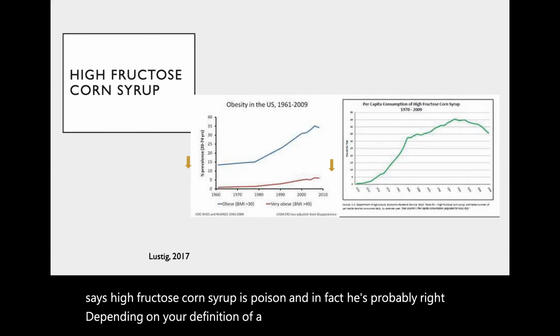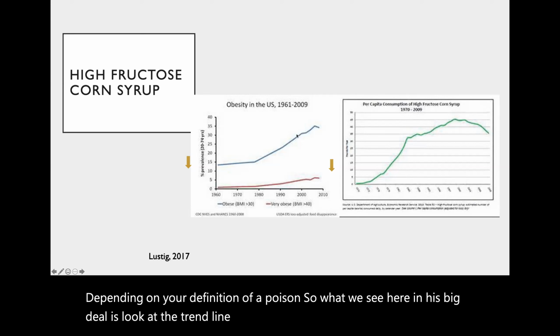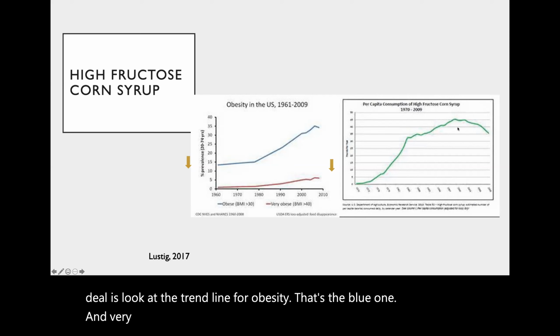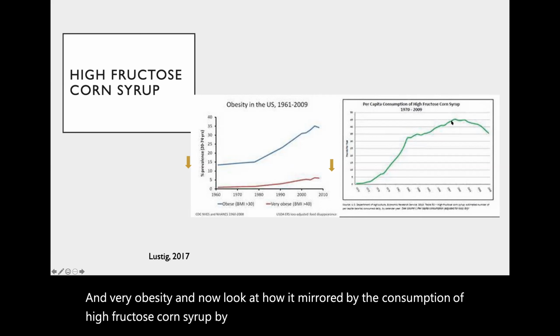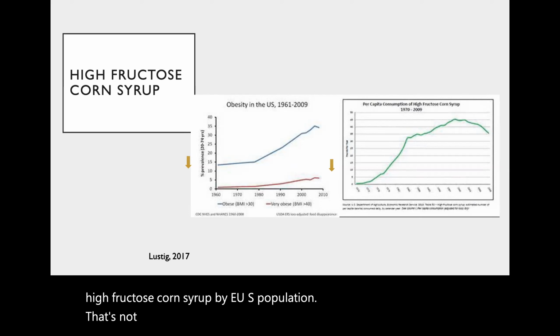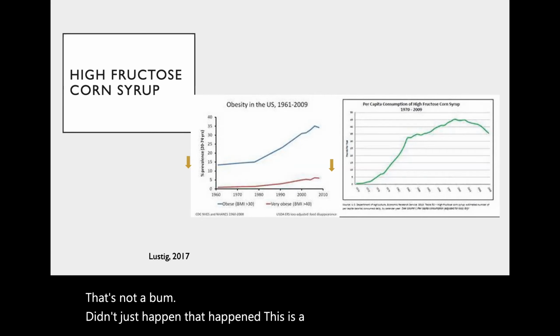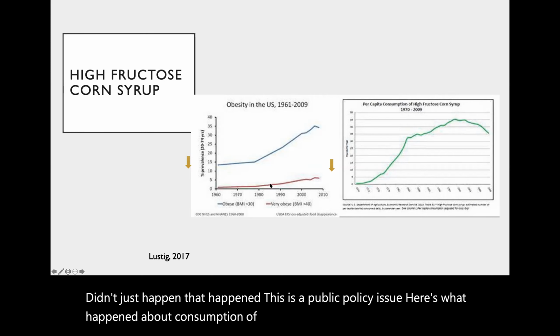So what we see here, and his big deal is, look at the trend line for obesity. That's the blue one, and very obesity. And now look at how it is mirrored by the consumption of high fructose corn syrup by the US population. That didn't just happen. This is a public policy issue. Here's what happened about the consumption of high fructose corn syrup. So it's all here about 1980.